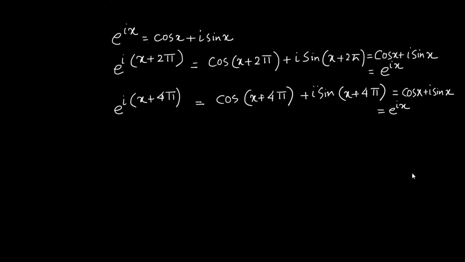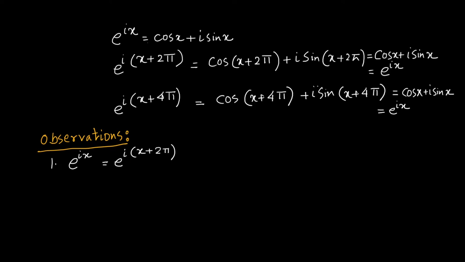Therefore, we can write a few observations from the calculations we have done now. I'm writing observations from Euler's formula. What are our observations? The first one is that e to the power ix is equal to e to the power i(x plus 2 pi). As we have seen, that will be the same as e to the power i(x plus 4 pi).